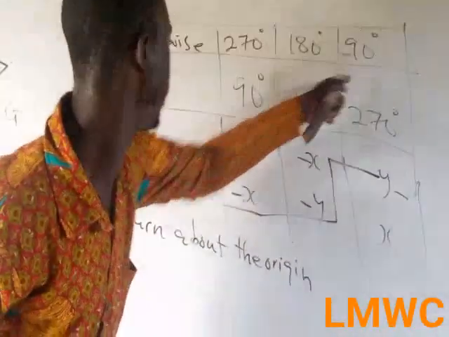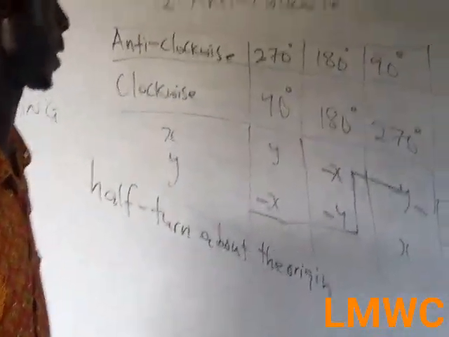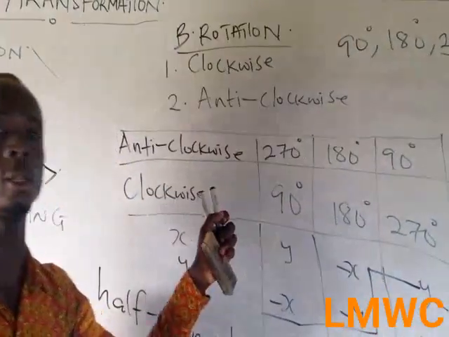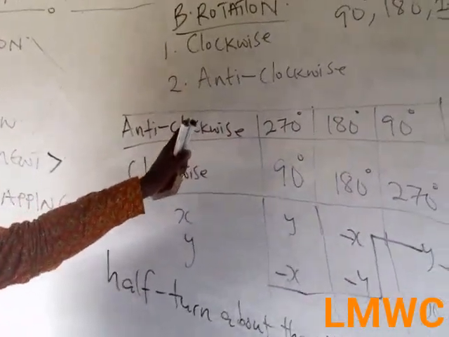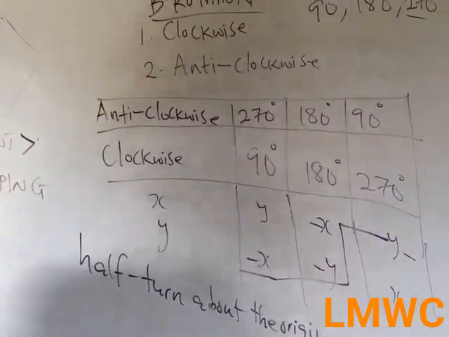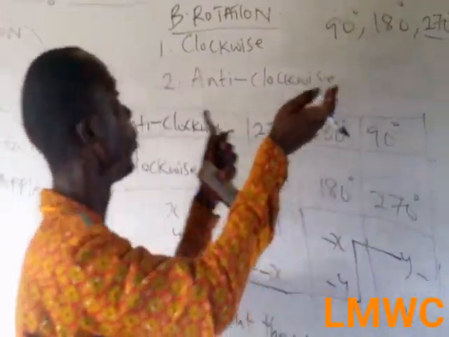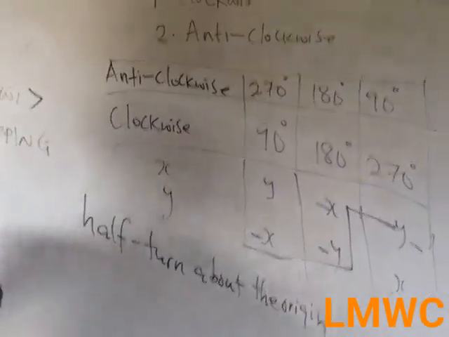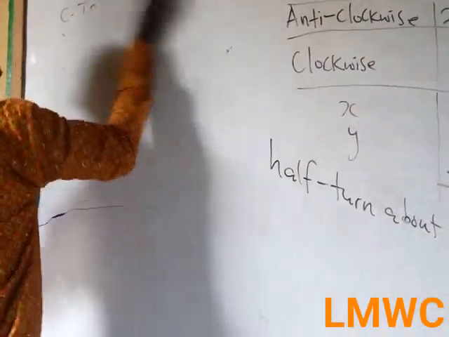Anti-clockwise 90 degrees is the same as clockwise 270 degrees. The formula is negative y, x. Always take note that if the direction of rotation is not given, it is anti-clockwise. If the question says a point is rotated through 90 degrees without saying whether clockwise or anti-clockwise, it's anti-clockwise. So now, let's write down our formulas.